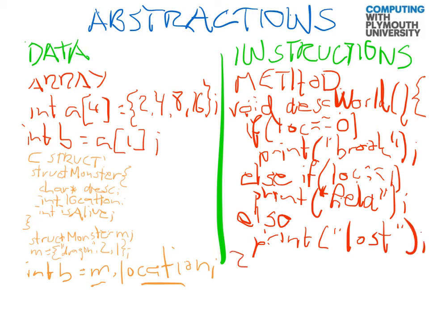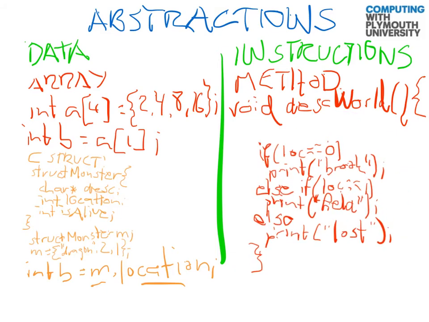And then we have the other closed curly bracket to indicate that that is the end of our method, and that those instructions within those curly brackets are the ones we want to group together and in the future refer to using the name descWorld.